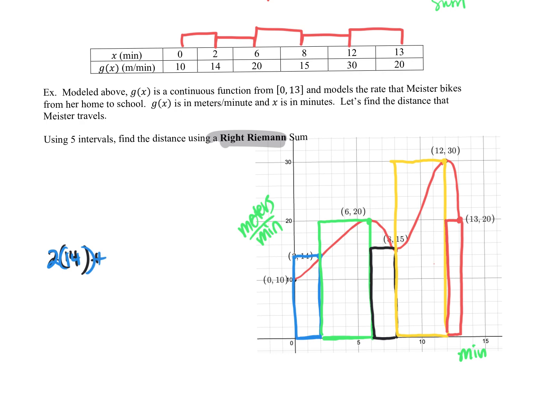We'll get there. What's my base? 4. What's my height? My right height? 20. What's my black rectangle's base? 2. The right height is 15. My yellow rectangle has a base of 4, a right height of 30. And finally, my cute little red rectangle, base of 1, height of 20.